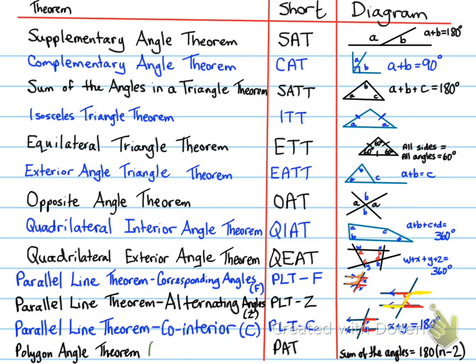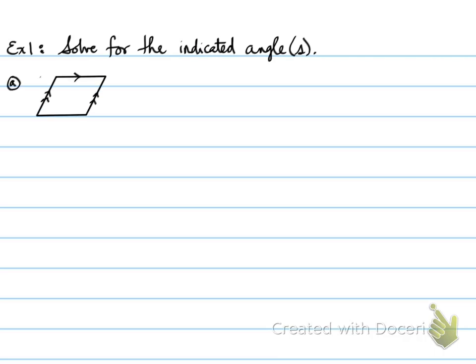Moving on. Example 1. Solve for the following indicated angles. It could be one or more angles. So we have a polygon with a transversal with a bunch of missing information. We have another one, the parallelogram, and we're going to determine these values here. So let's look at what the values are. Here we go. First one.